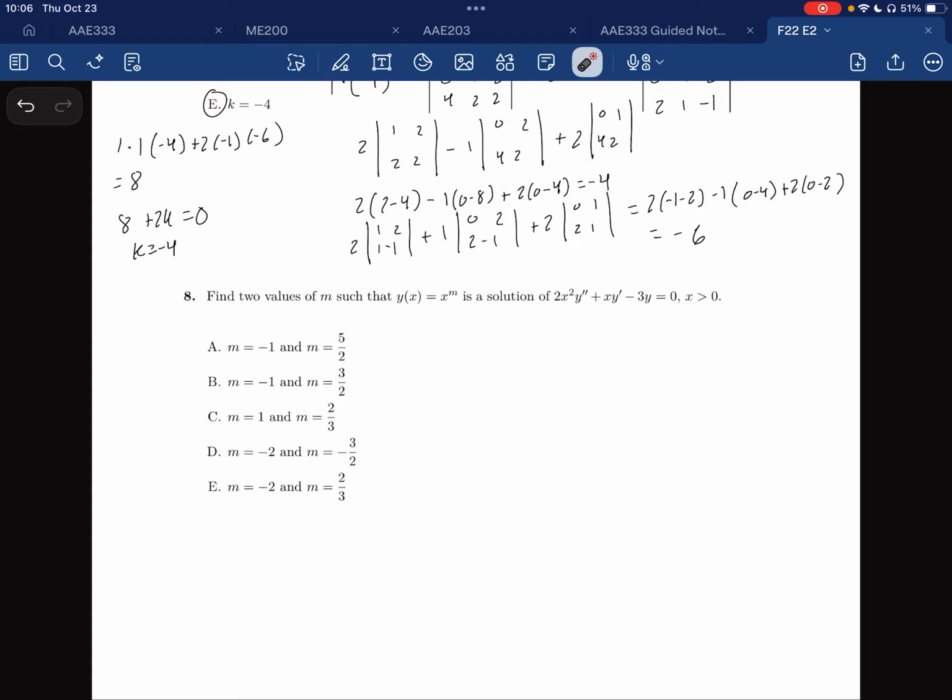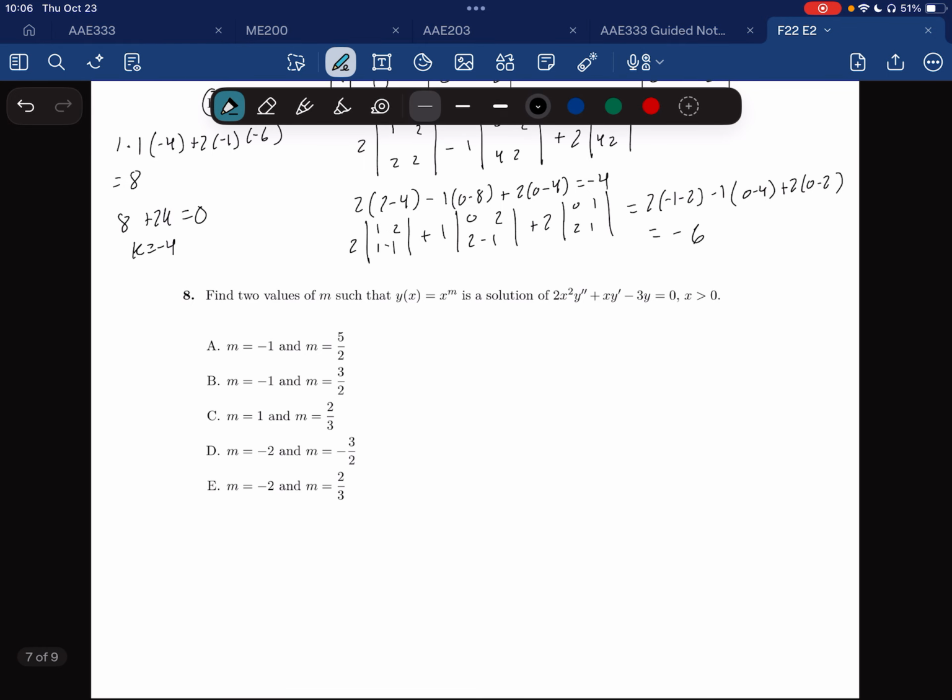We want to find values of m such that y of x equals x to the m is a solution of this system. They've done a good amount of the work for us. We just kind of have to do the rest. So if we assume that y of x is a solution, let's just start taking derivatives. So y prime is just going to be product rule, and y double prime.